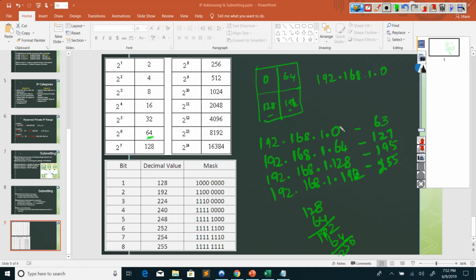Every network will have 64 IPs. So 64 minus 2 gives 62 usable IPs. 0 is the network ID and 63 is the broadcast ID. You cannot use these two IPs, the rest you can use. Likewise, for every other network, the first address is the network ID and the last is the broadcast ID, and you cannot use them. This is how you make your subnetting.